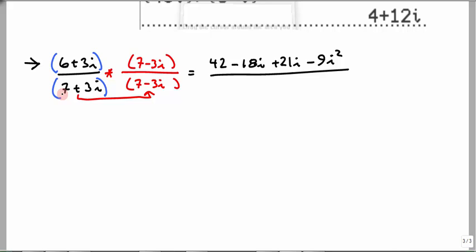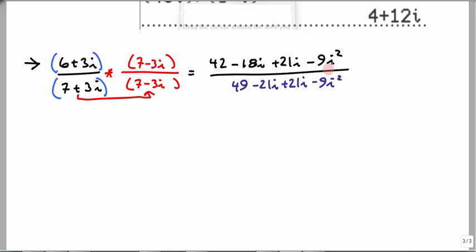Now the denominator. I'm multiplying by a conjugate, so I would suspect my outside and inside terms will cancel, but let's check it out. 7 times 7 is 49. Outside, 7 times a negative 3i is a negative 21i. Insides, plus 21i. And then our lasts would be 3i times a negative 3i, which is a negative 9i squared.